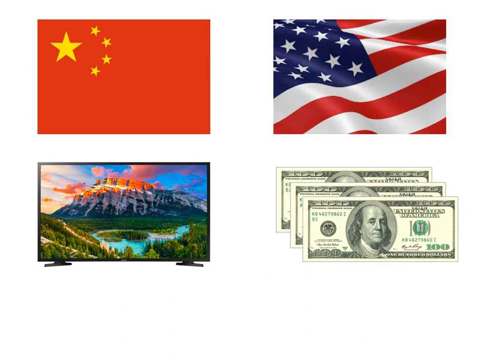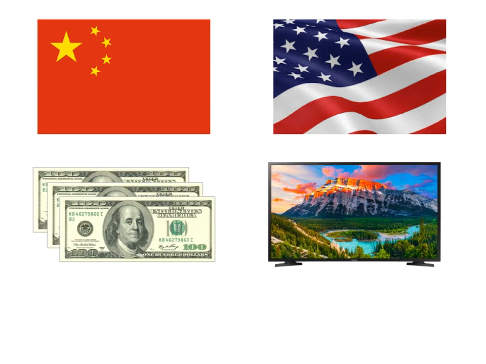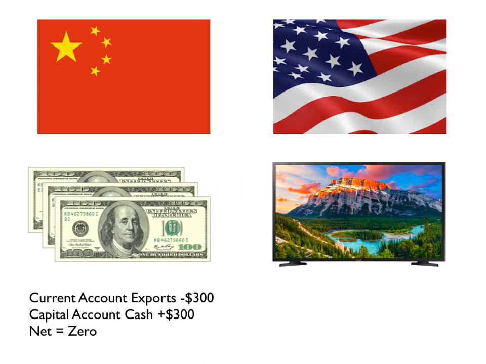So, U.S. and China trade TVs for dollars. The accounting would look something like this. The current account for China would show an export of minus 300, and it would show a capital account of plus 300. In other words, you take out of your inventory 300 in the form of a TV, but your cash account now shows an increase of 300. The cash receipt for the TV. So your net account would be zero, or your trade balance would be zero.